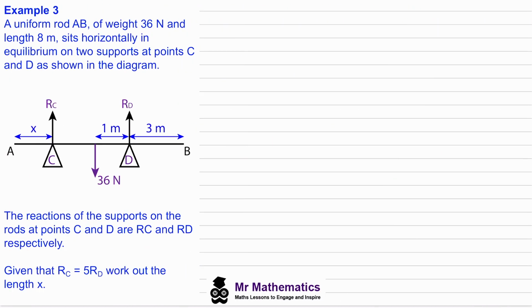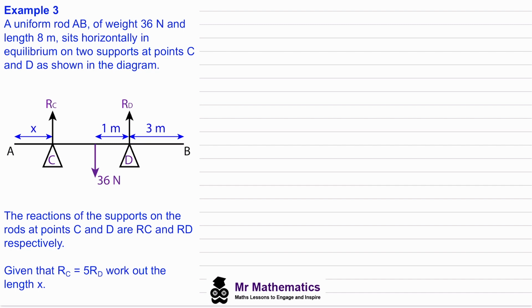Okay, so finally, we're told that a uniform rod AB of weight 36 newtons and length 8 meters sits horizontally in equilibrium on two supports at C and D, as shown here. And the reactions of the supports on the rod at C and D are RC and RD. Given that RC is equal to 5RD, work out the length of x. So perhaps you want to try this question yourself. You can pause the video, and when you come back, we'll go through the worked solution.